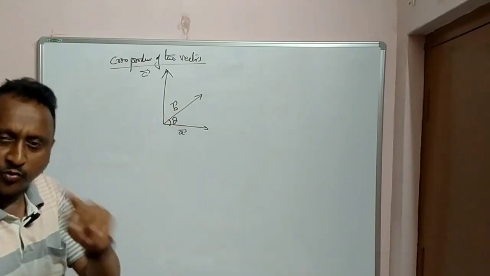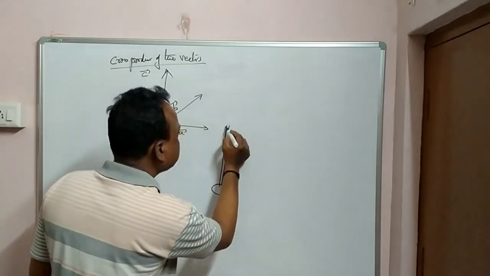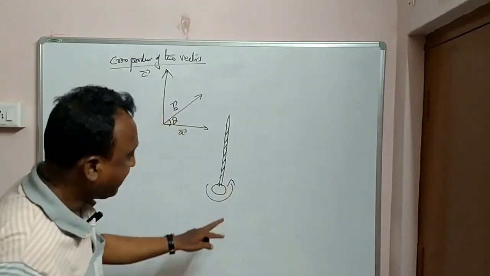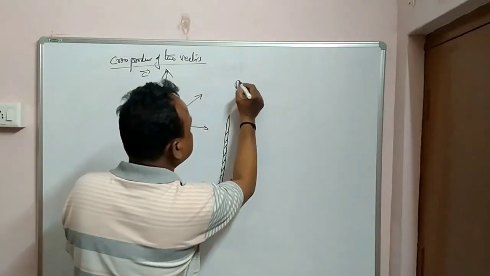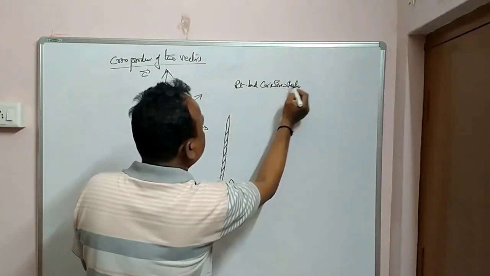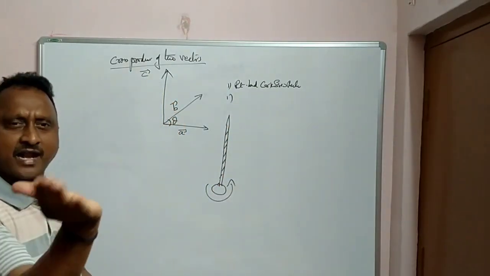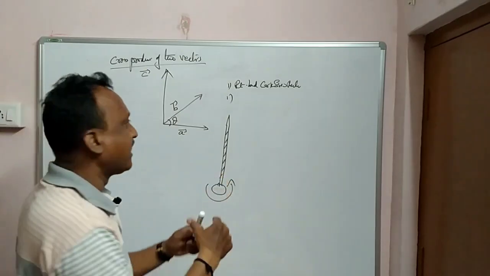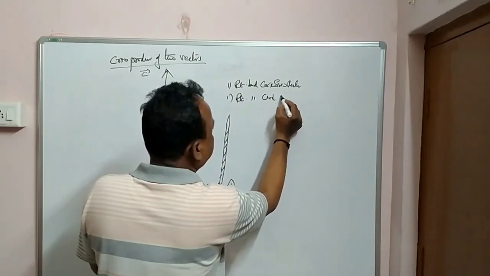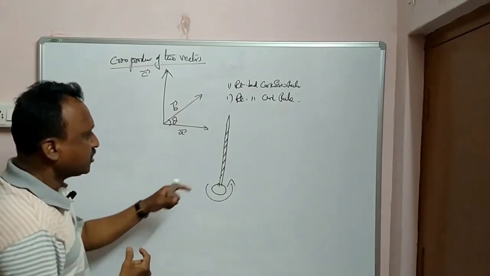And this can be explained by two rules. It can be explained by the right hand corkscrew rule, or you can even explain it by using the right hand curl rule. I will tell you how to apply the right hand curl rule or screw rule.